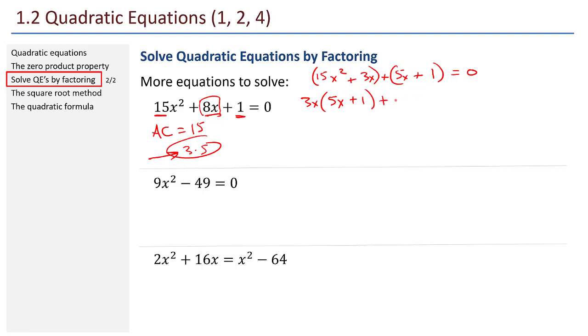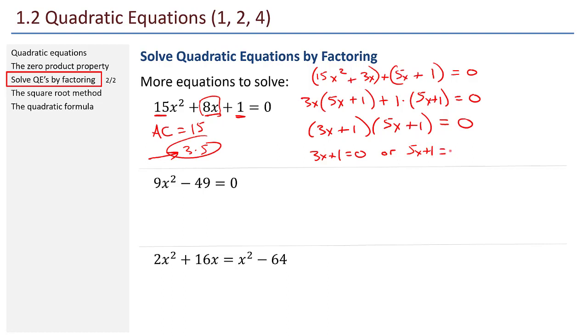I can't really pull anything out. Maybe I'll call it a 1 times (5x plus 1). And so now I can factor. I have (3x plus 1)(5x plus 1) equals 0. But look what is going on here. This is a little strange. This tells me that 3x plus 1 equals 0 or 5x plus 1 equals 0.